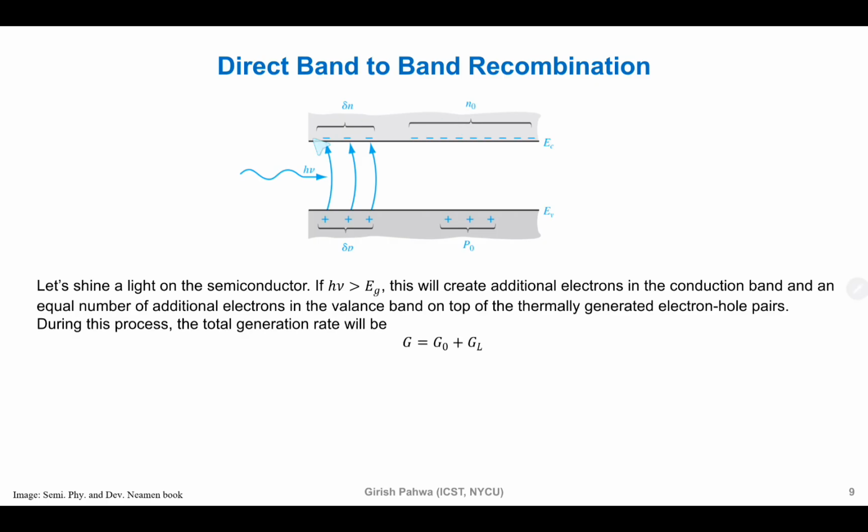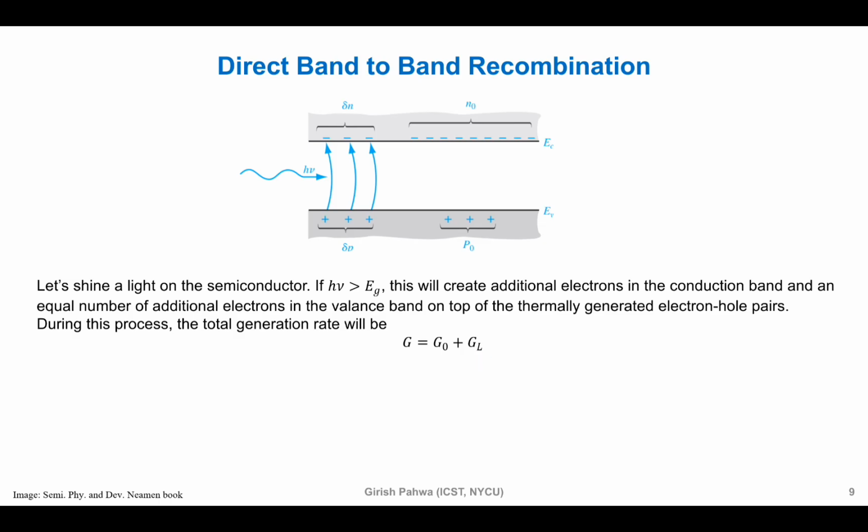So this is thermally generated N naught and P naught, but these are extra things. So you have some delta N and you have some delta P, and the total generation rate, for as long as you are shining the light, is the thermal generation rate plus the generation rate due to light. L means light. So the total generation rate will be the sum of the thermal generation plus generation through light.